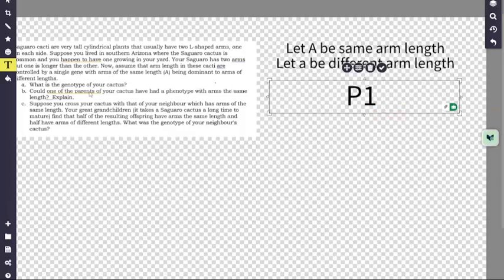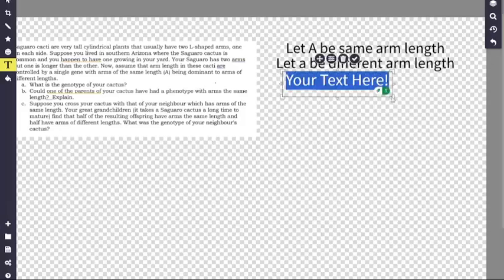What is the genotype of your cactus? Well, hold up. We're going to identify this. We're trying to get our points here. We're not trying to do the cross and everything. We're trying to get points. We're trying to answer the question. So, what is the genotype of my cactus? My cactus has 2 arms, so they're different lengths. So, remember, recessive.